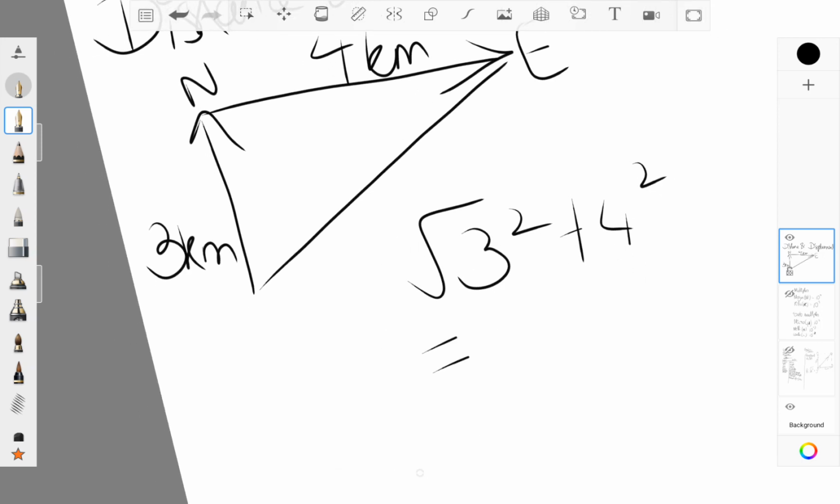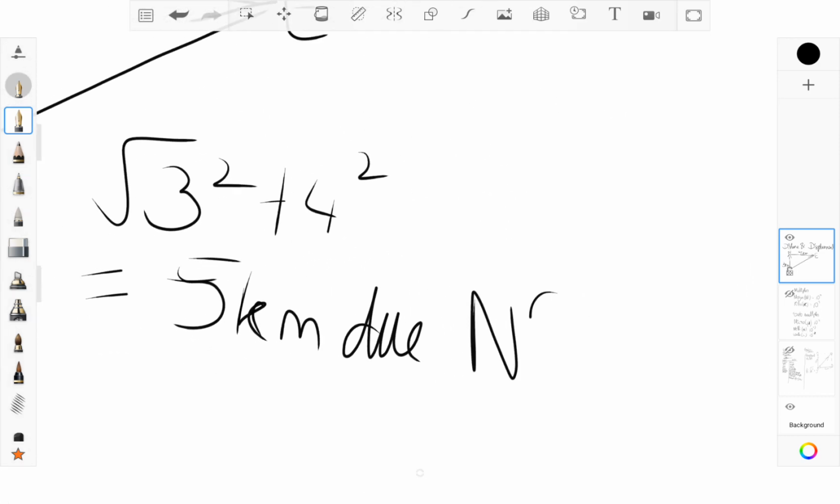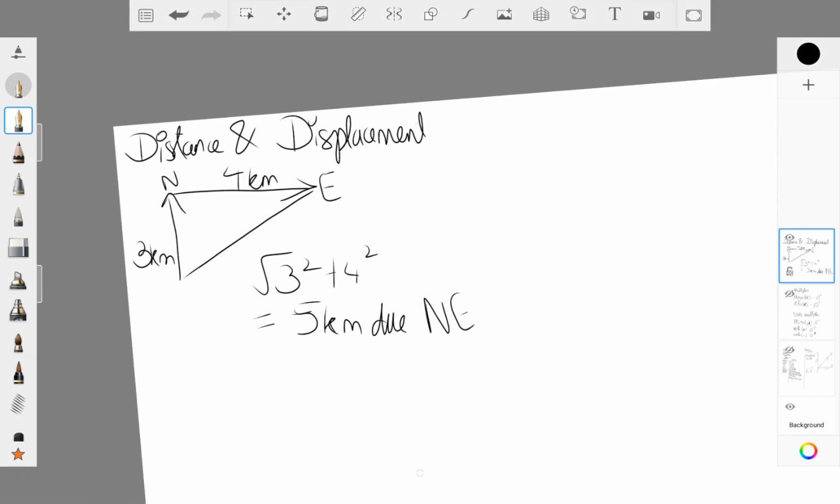Once you plug that into your calculator, you would get 5 kilometers. So the displacement is 5 kilometers due northeast, because remember, displacement is a vector quantity. So that's the main difference between displacement and distance.